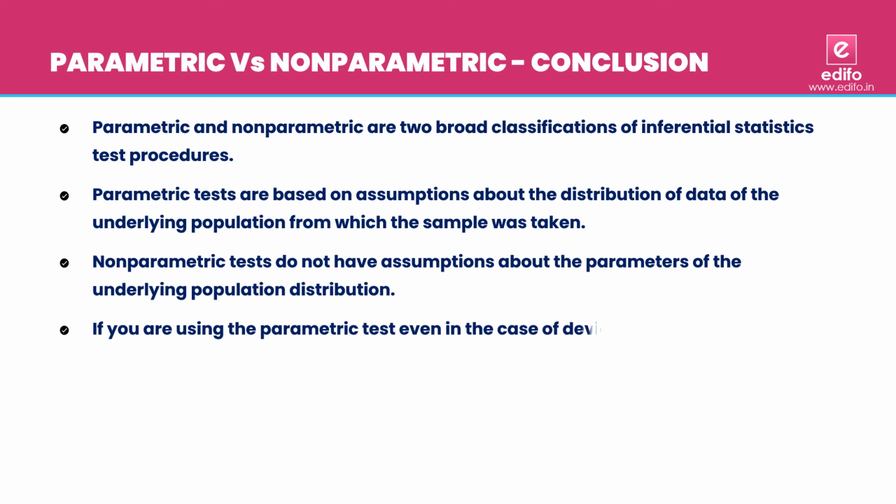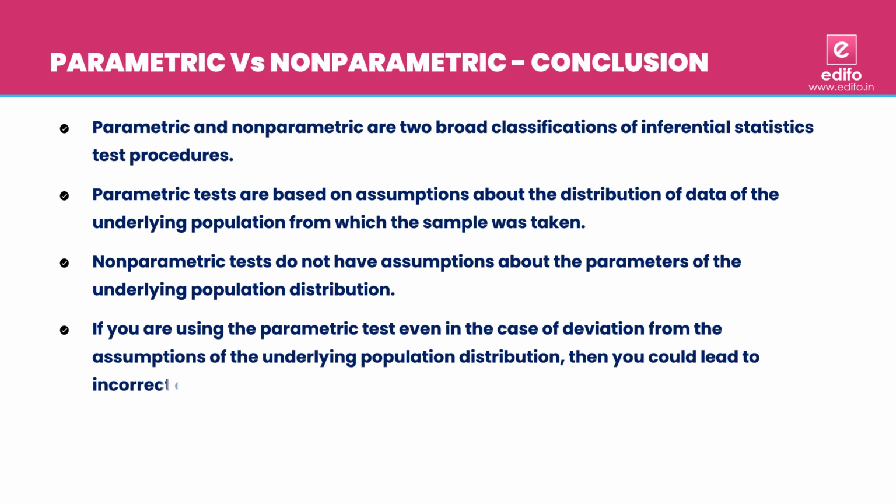Next, if you are using a parametric test, even in the case of deviation from the assumptions of the underlying population distribution, you could reach an incorrect conclusion. If your data do not meet the assumptions of a parametric test, even though you are applying the parametric test, you could definitely reach incorrect conclusions. So finally we can say parametric tests are very powerful and non-parametric tests are not that powerful.